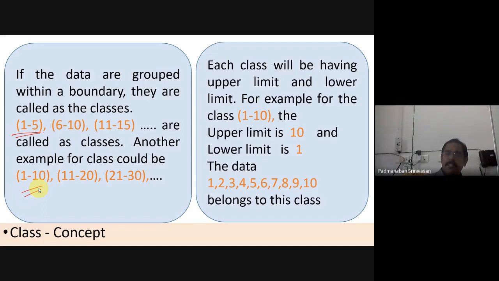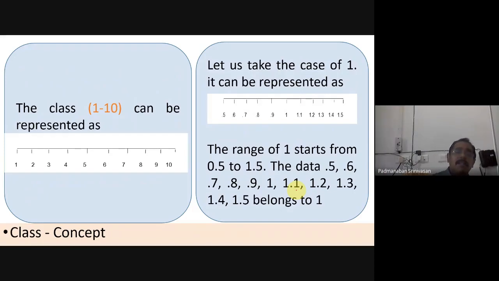And still further explanation, each class will be having an upper limit, that is the 10, and the lower limit. So 10 is the upper limit and 1 is the lower limit. And the data 1, 2, 3, 4, 5, 6, 7, 8, 9, 10 belongs to this class. Okay. So this is what a class is. If the data are grouped within a boundary, we call those boundaries classes.